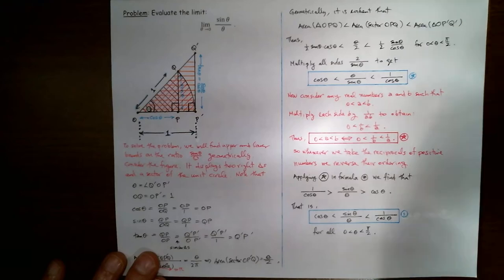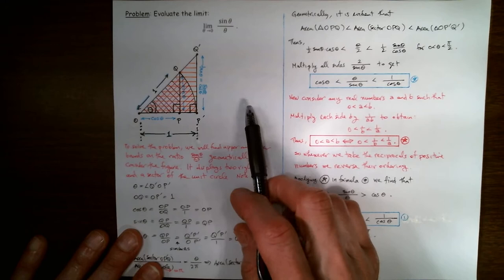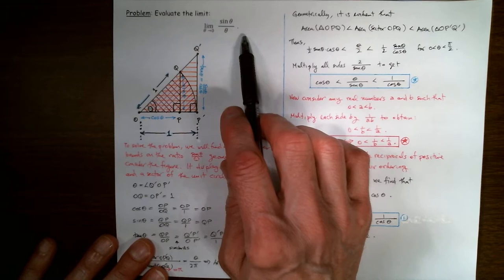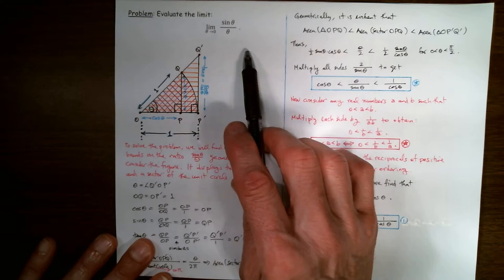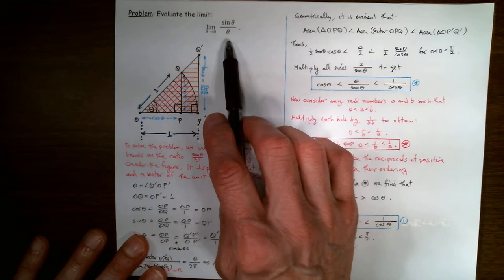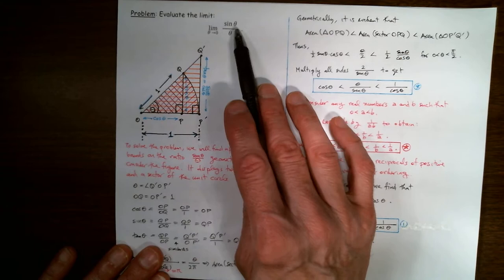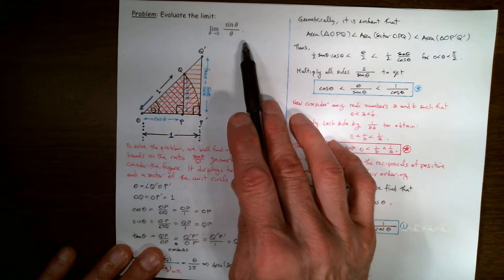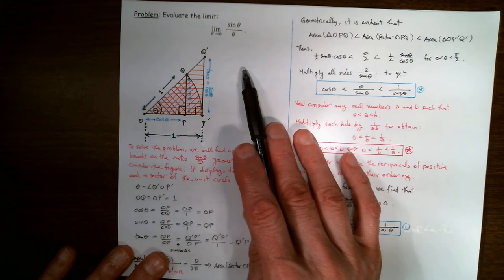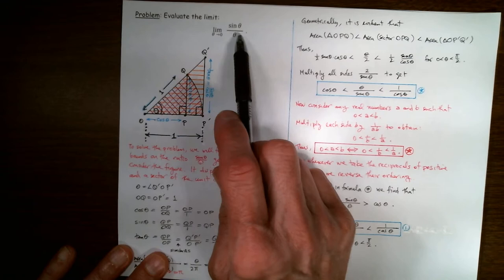Today we'd like to solve an important indeterminate limit problem, namely the limit as theta approaches zero of sine theta divided by theta. This is a particularly important problem because we need its solution in order to determine the derivatives of the trigonometric functions. Because the sine of zero is zero, this would be classified as a 0 over 0 type indeterminate limit. To solve the problem, we're going to do it geometrically by placing upper and lower bounds on the ratio sine theta to theta.